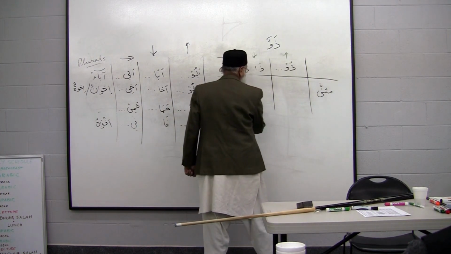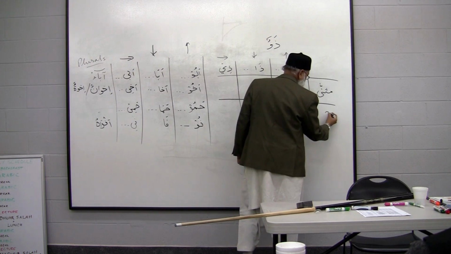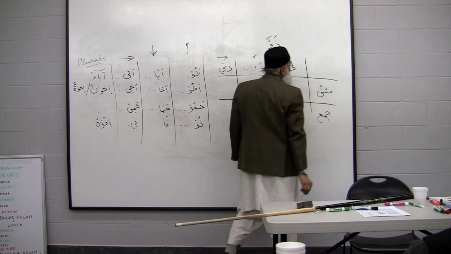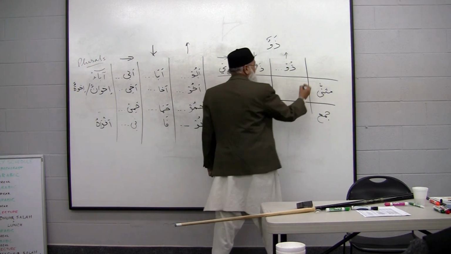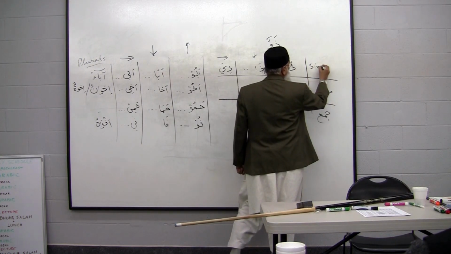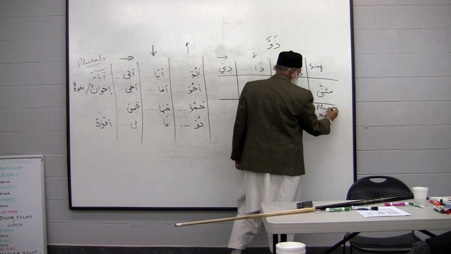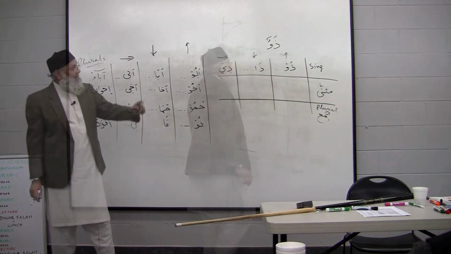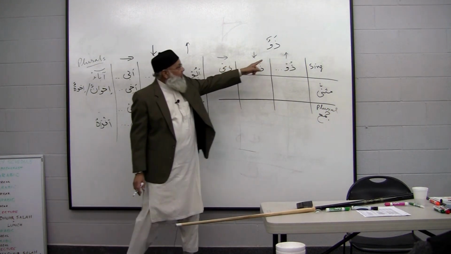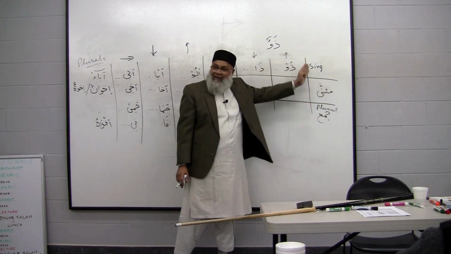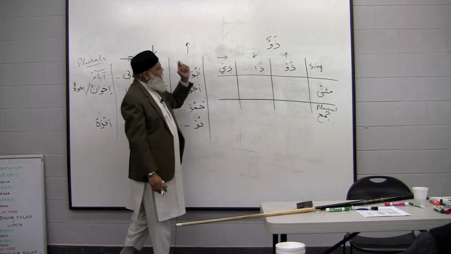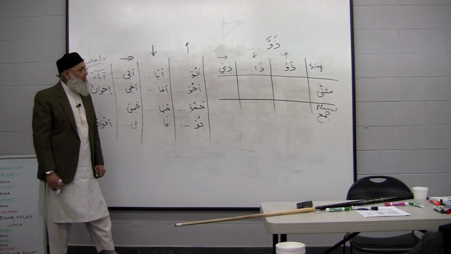And then will come jama. Musanna. This is singular. This is musanna and this is plural. Correct it. Singular, musanna and plural are in the vertical line and horizontal are rafa, nasab and jar.